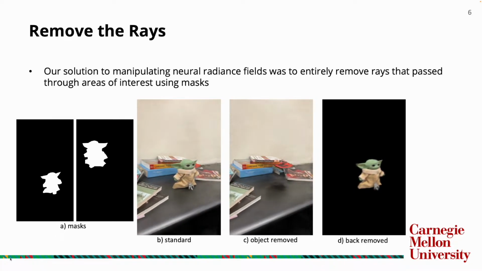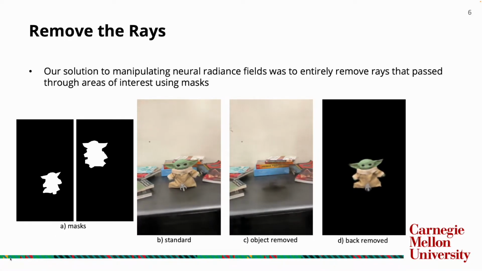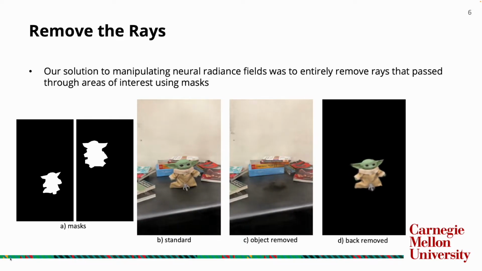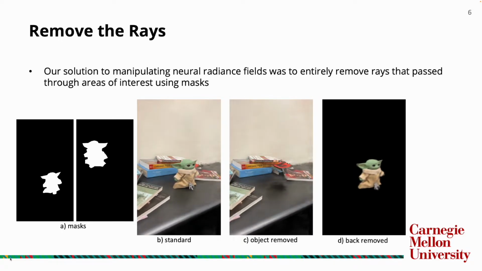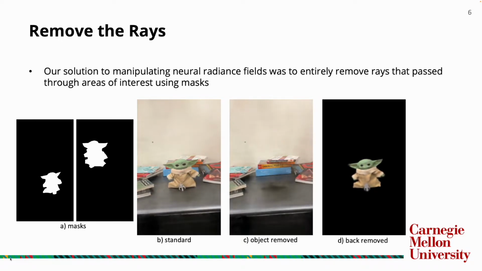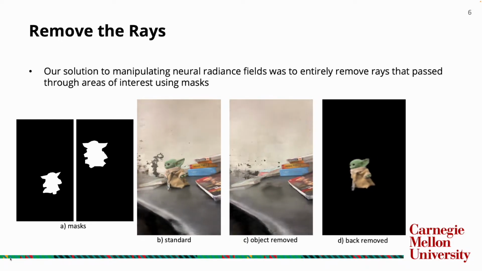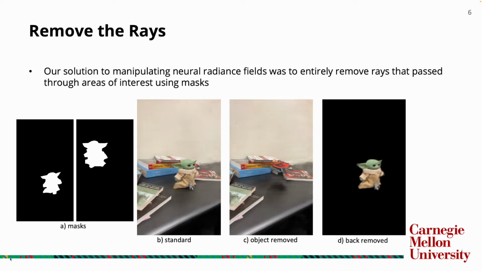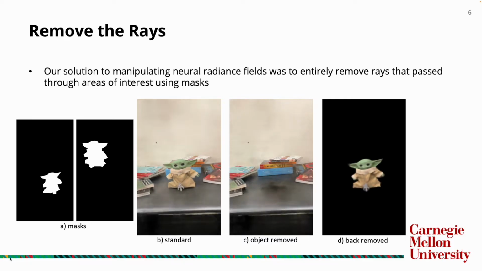To remove entire objects from a scene and remove a large number of rays, we utilize binary masks where the area marked as white would be removed and the areas marked as black would be unaffected. When comparing figure C with the object removed to the standard rendering B, we see that this method was a clear success. The object was fully removed from the scene.